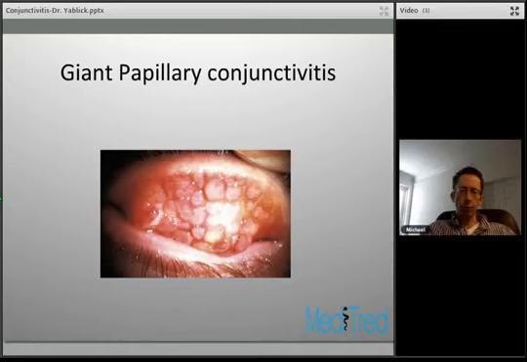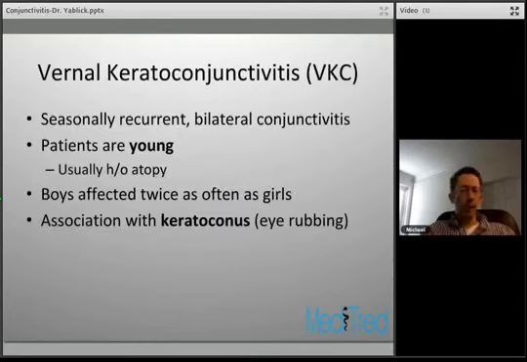So one condition that causes this is vernal keratoconjunctivitis, or VKC. This is a seasonally recurrent bilateral conjunctivitis. The patients are typically young, and they usually have some history of atopy, asthma, eczema, everything that goes along with it. Boys are affected twice as often as girls, and again, going with our associations, there's a known association with keratoconus, and this is thought to be because of all the eye rubbing that is associated with the allergic condition.